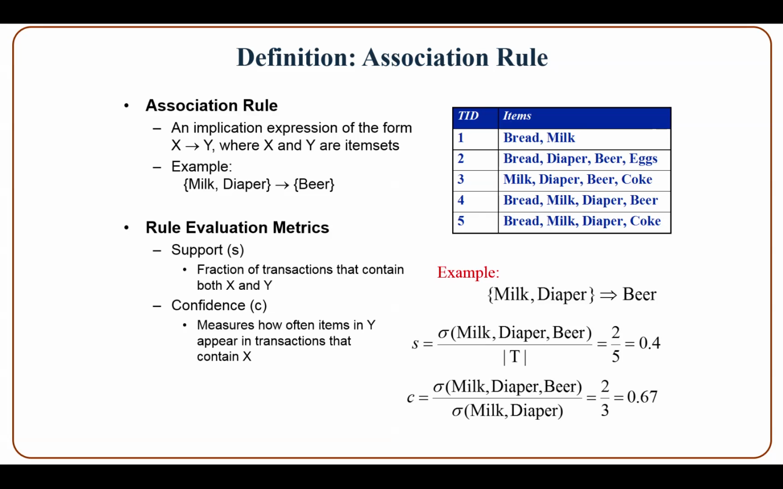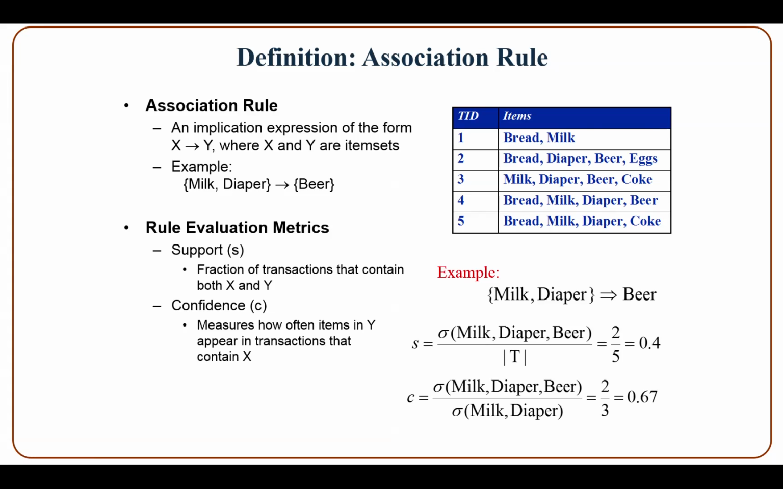The strength of an association rule can be measured in terms of support and confidence. The support is the fraction of transactions that contain both X and Y. For example, in this rule, milk and diaper are associated with beer. The item set containing milk, diaper, and beer is searched to get the support count, which is divided by the total number of transactions to get the support.